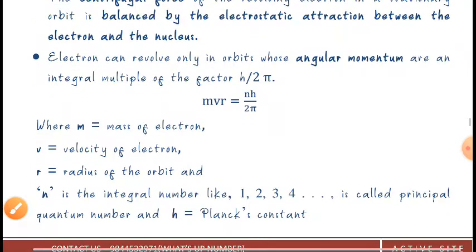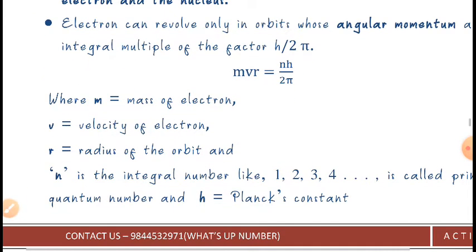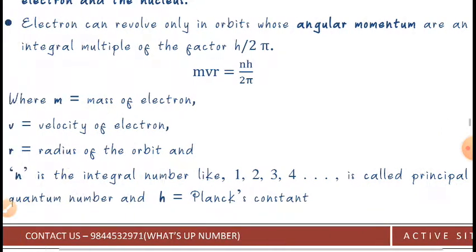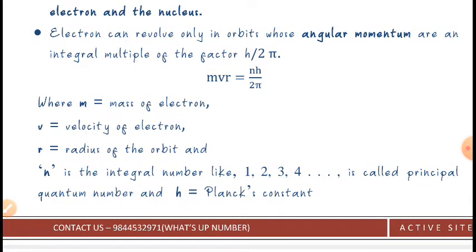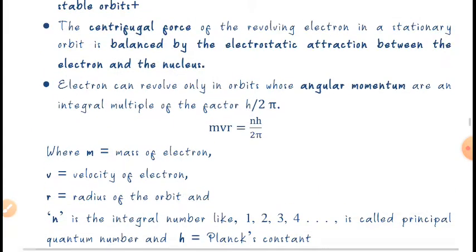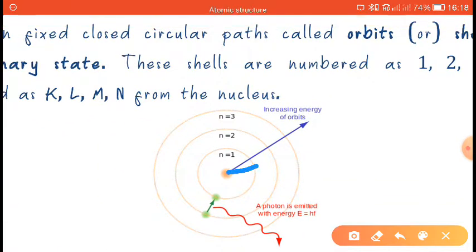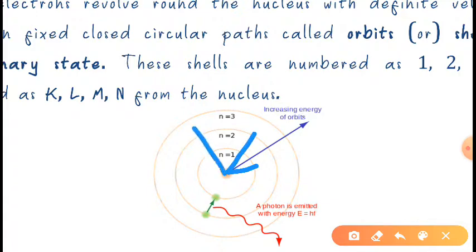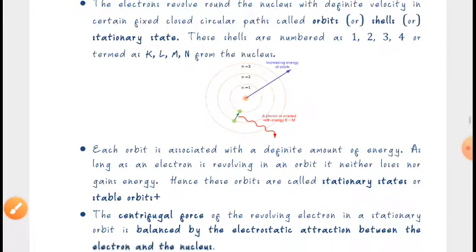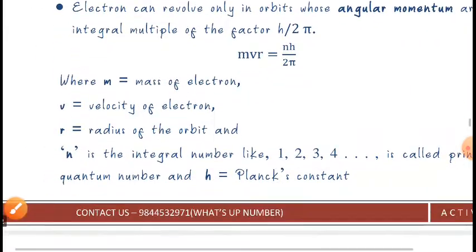Now next, when we are talking about mvr, m is the mass of the electron, v is the velocity of the electron, r is the radius of the orbit, and n is an integral number like 1, 2, 3 and 4, which is also called the principal quantum number. We will learn about the principal quantum number in detail. Okay, so the radius is the distance between this one and this one, so this is the radius. So this was about this.